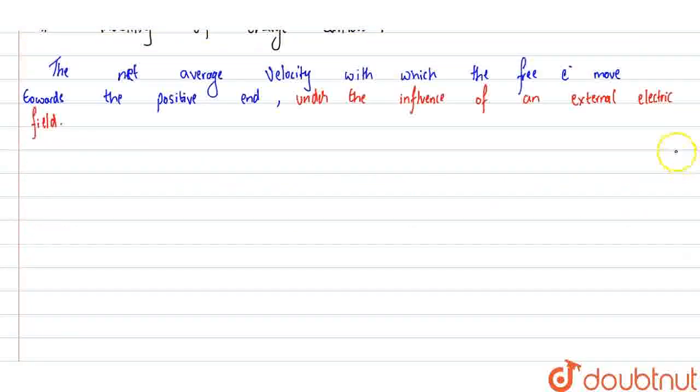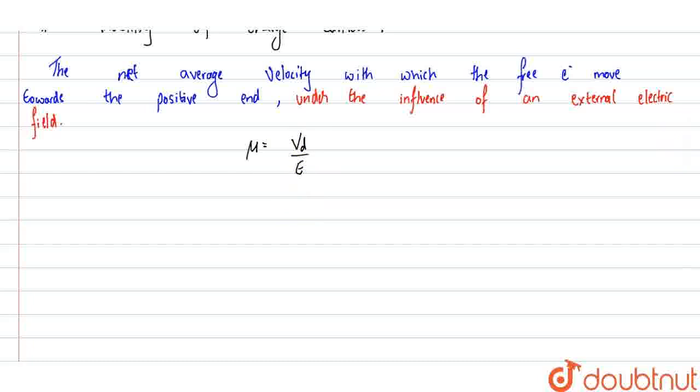Next, how can we define it mathematically? If we denote mu as our mobility, we can define it as our net average velocity divided by the external electric field, which is denoted by E. So Vd here is the drift velocity of the charge carriers or electrons, and E is the electric field that is being applied.